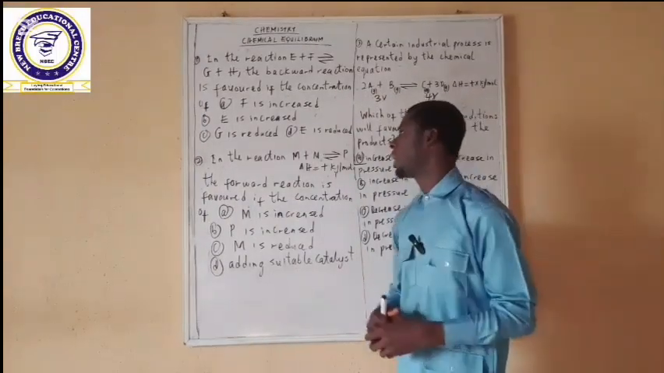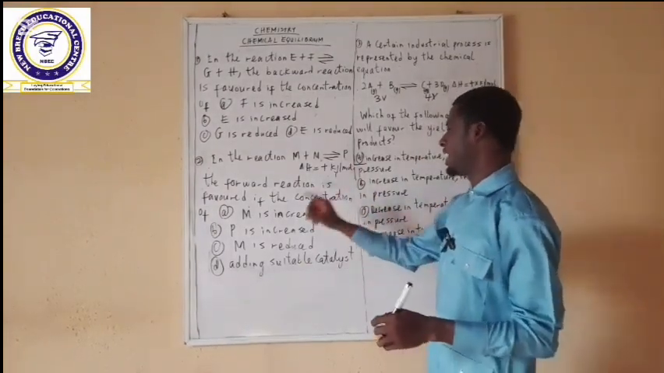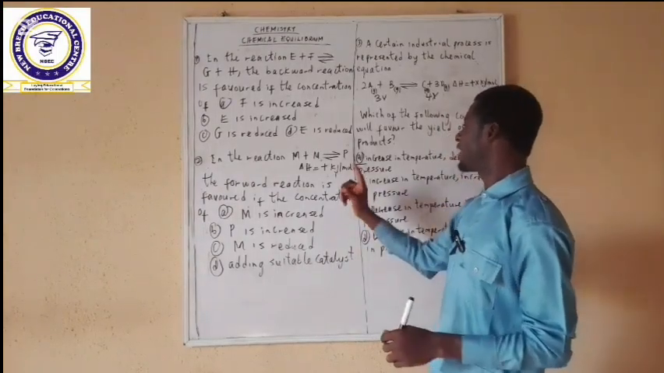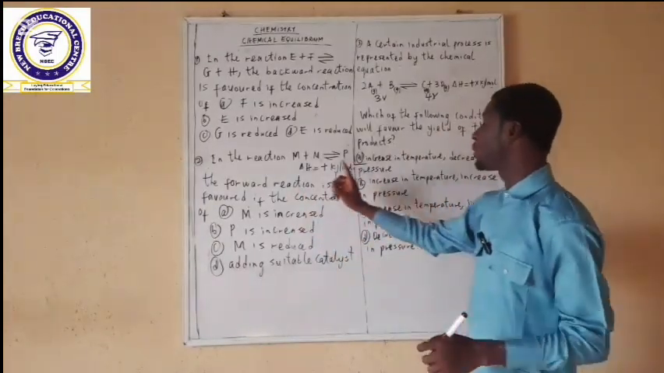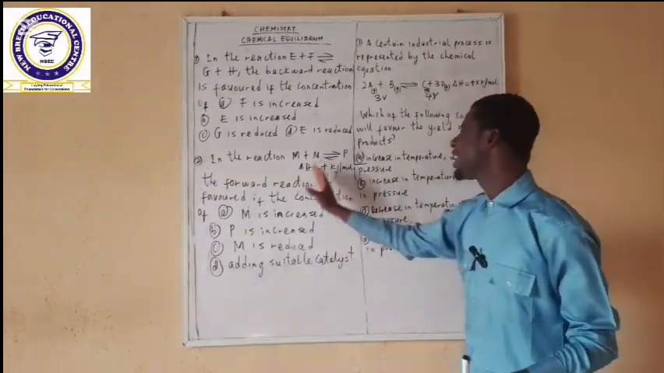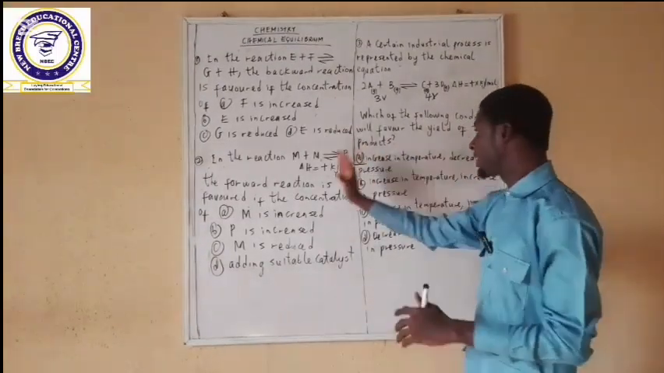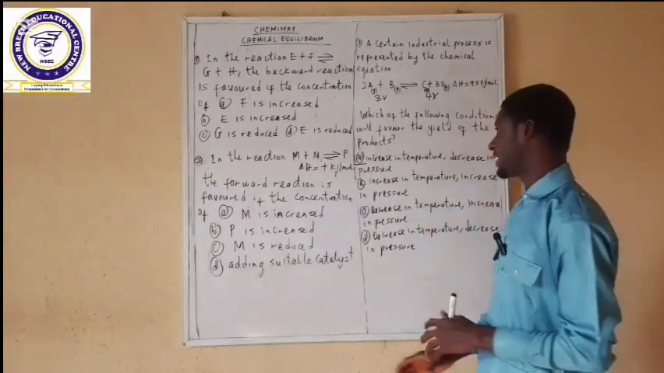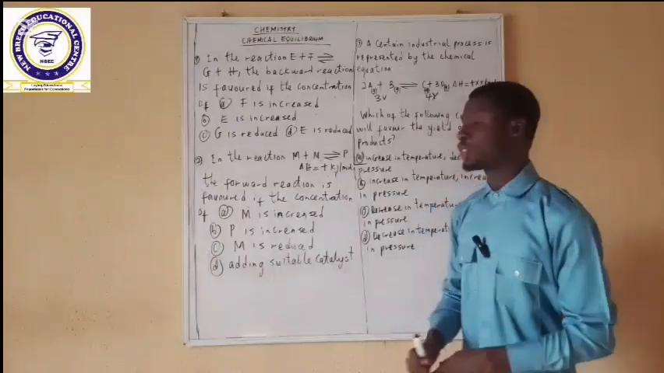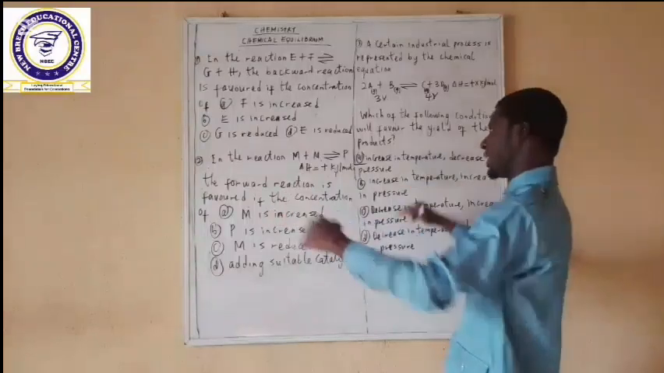Let's come to the second question. In the reaction M plus N giving us P, the forward reaction is favored if the concentration of, let's look at what will be the answer. If the equilibrium position is going to shift forward, 2 things are also the condition. First thing, if you increase the concentration of the reactant, you know the reaction is already in equilibrium now. If you increase any of these reactants, that means that the concentration of the reactants will be greater than that of the product. So for balance to be maintained, some concentration has to shift from the reactant side to the product side, so that they can be balanced.